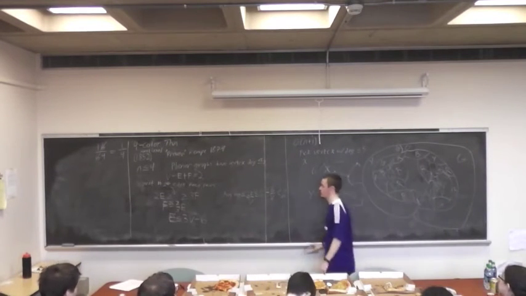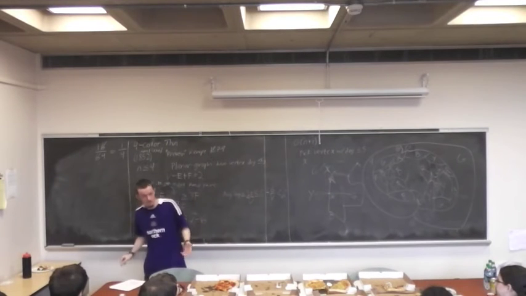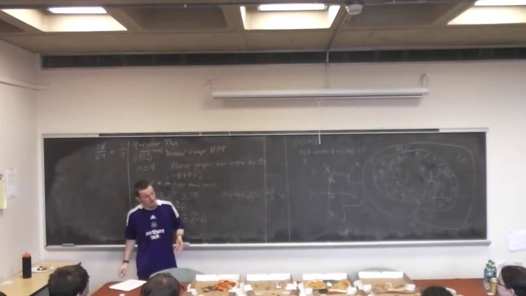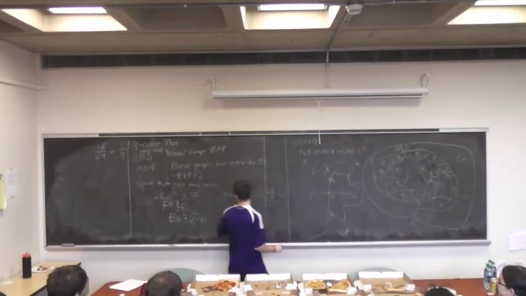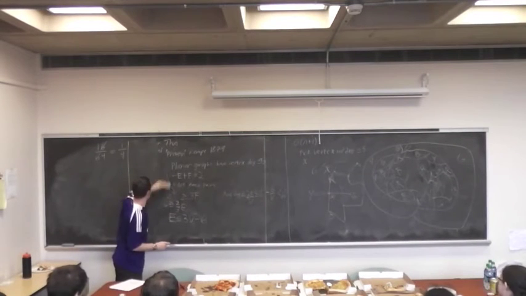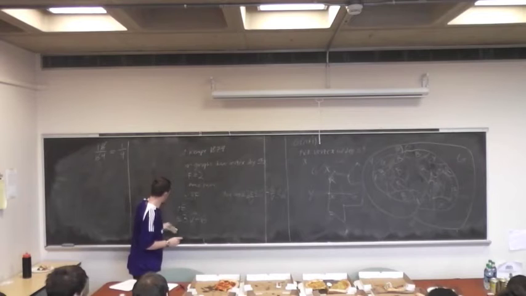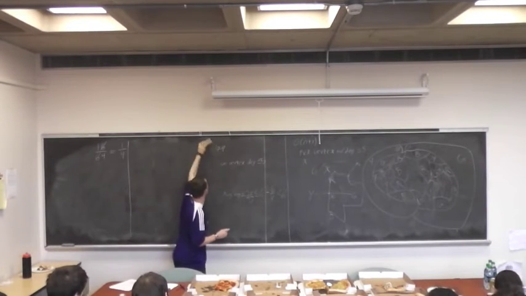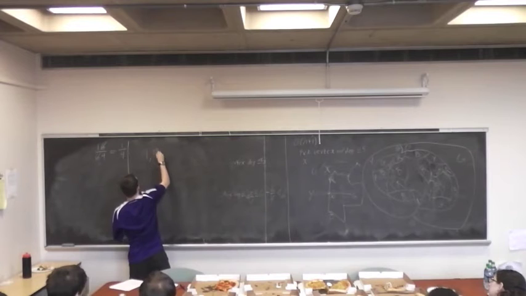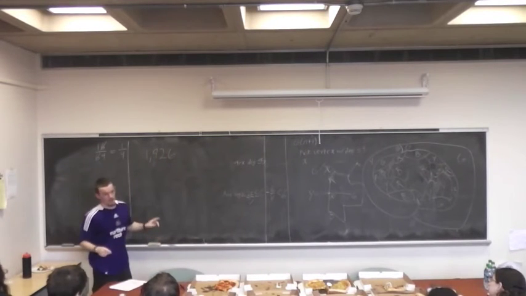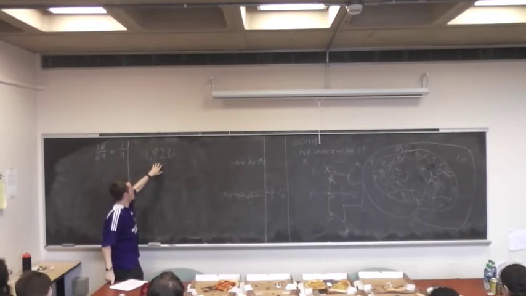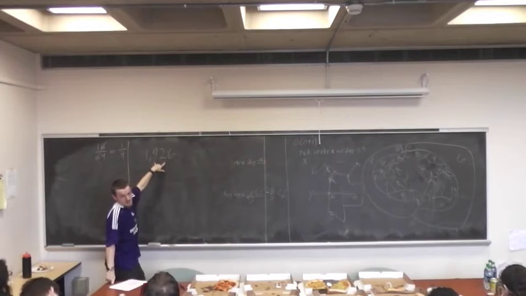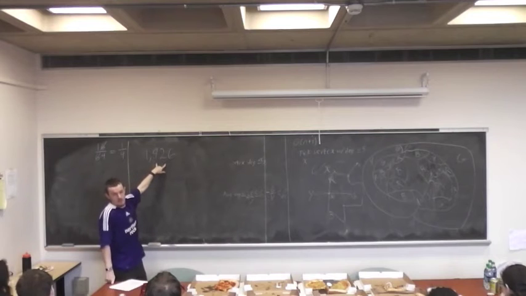However, we now know it is true. Appel and Haken proved it in 1970 something. Were they the ones that used the computer? Yes, and what they showed, I think, was 1926 different subsets or different subgraphs. If a graph contains one of these 1926 subgraphs, then it is a counterexample.